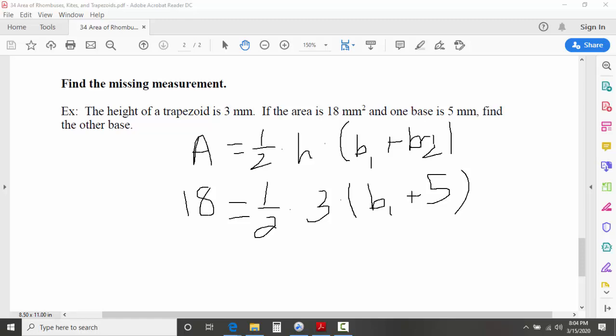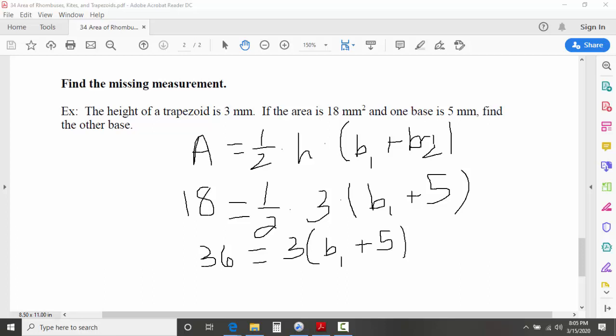Like one of the problems that people have is the 1/2, and we know how to take care of that, right? We're going to multiply both sides by 2, the reciprocal of 1/2, because that's going to get rid of that 1/2, and then we don't have to deal with it anymore. So if I multiply both sides by 2, that's going to turn that 18 into a 36. Okay. Now, all I really have is just a 3-step equation from here.